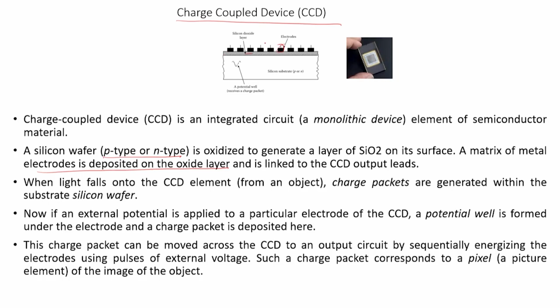When light falls on the CCD element from an object, charge packets are generated on the system. Now, if an external potential is applied to a particular electrode of the CCD, a potential well is formed under the electrode and the charge packet is deposited here. This charge packet can then be moved across the CCD to an output circuit by sequentially energizing the electrodes using pulses of external voltage.